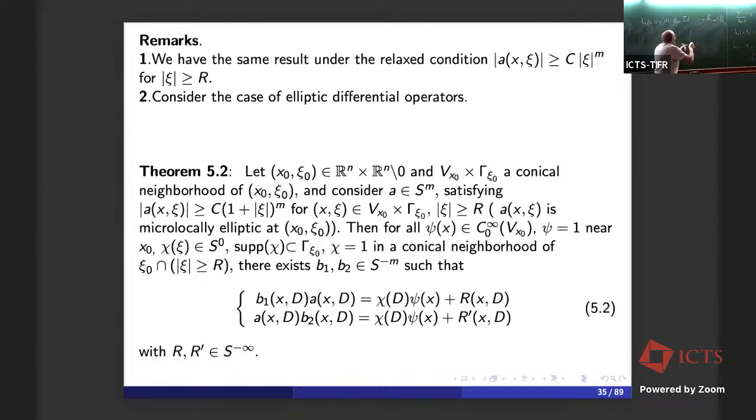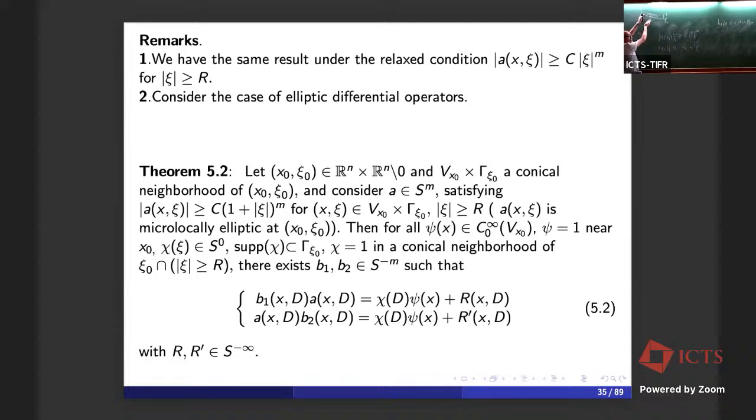I would say this, okay? But of course you can properly define this estimate, this identity, in this sense. Chi and psi are functions: psi is a compactly supported smooth function supported in V x0. Psi localizes near x0. Chi localizes conically near xi0.